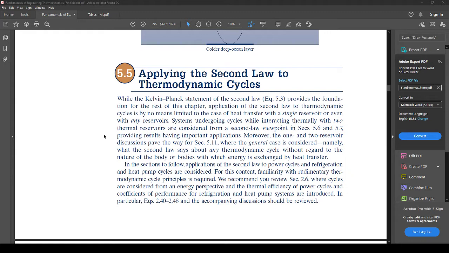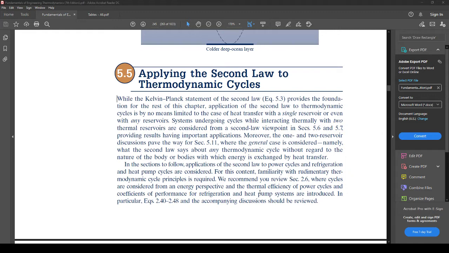Moreover, the one and two reservoir discussions paved the way for section 5.11, where the general case is considered, namely, what the second law says about any thermodynamic cycle without regard to the nature of the body or bodies with which energy is exchanged by heat transfer. In the sections to follow, applications of the second law to power cycles, refrigeration cycles, and heat pump cycles are considered. For this content, familiarity with rudimentary thermodynamic cycle principles is required.